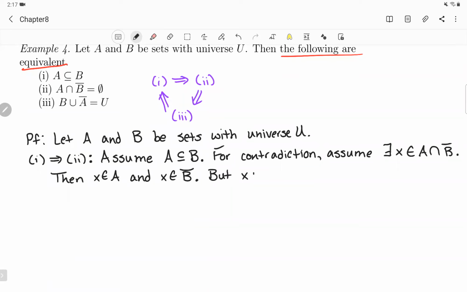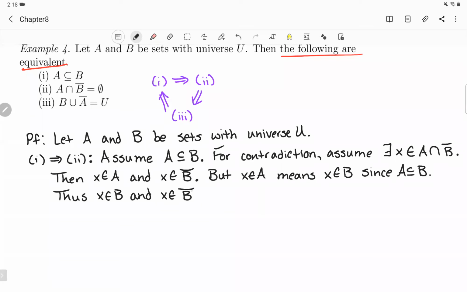But X in A means X is an element of B, since A is a subset of B. All right, we can be super explicit here. Thus, X is an element of B and X is an element of B complement. Well, that's definitely an impossible situation, right? How can it be in a set and the set's complement? That's not possible. Those are complete opposites. So that's our contradiction. So I'm just going to put a lightning bolt. You could say this is a contradiction. This is impossible.